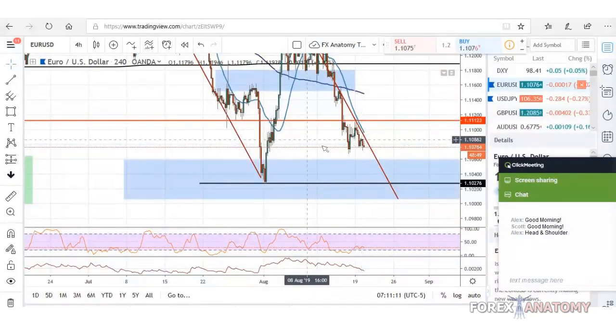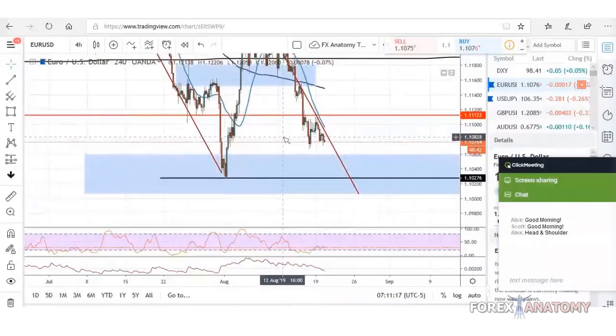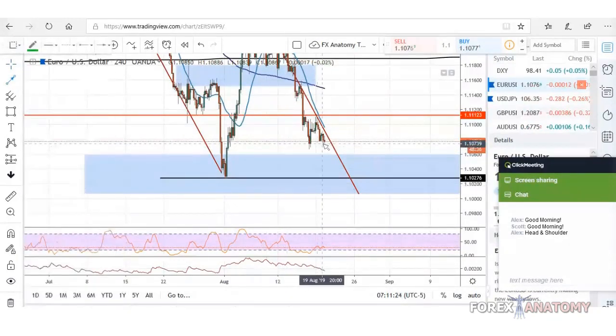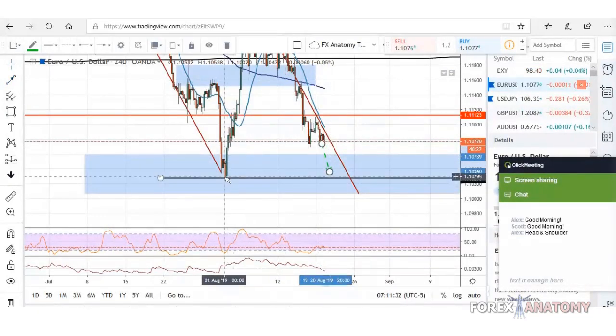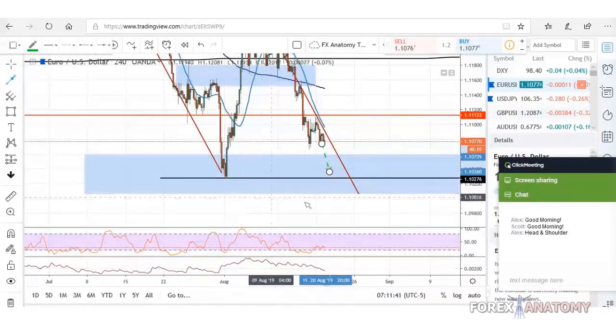So I think, or I believe, we could see a continuation of this slide lower into this zone, and then that's when we see the bulls come in. So this is what I'm expecting. Let me just draw this out for you guys. I'll be looking for price to fall lower, to test this zone again, this zone of demand, and possibly test these lows down here at 1.1027.